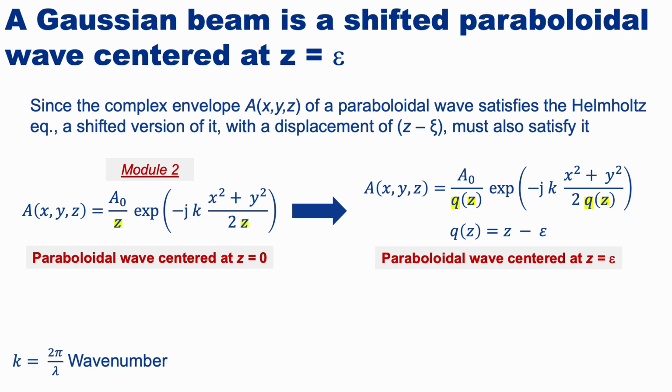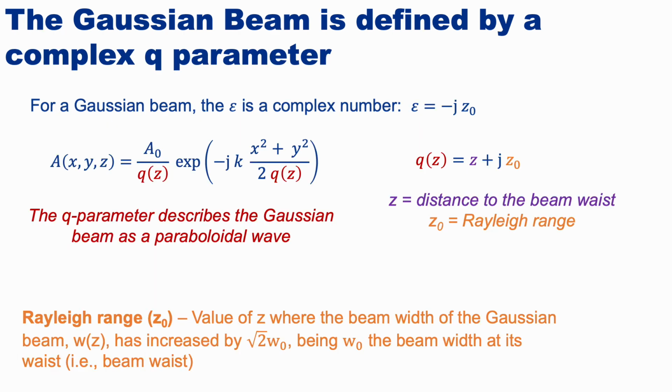We just think about a Gaussian beam as a shifted paraboloidal wave, but now we're gonna go a step forward. Our q value, which originally was z minus epsilon, we're gonna allow epsilon to be a complex number, and that's where we define our q number. So q is gonna be z plus j z sub 0, where z is gonna be the distance of our Gaussian beam to the beam waist, and z sub 0 is gonna be the Rayleigh range.